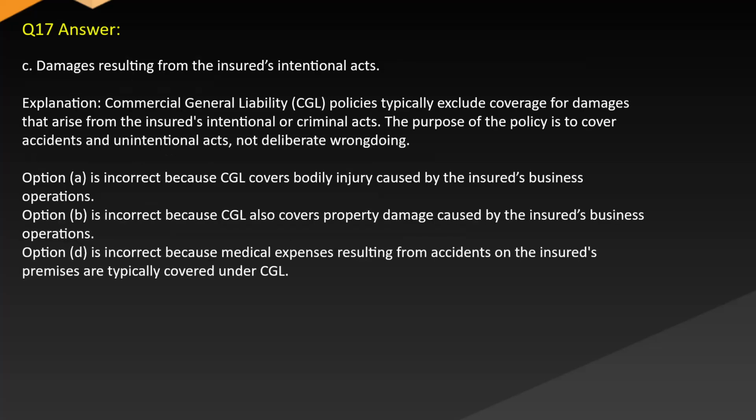Answer: C. Damages resulting from the insured's intentional acts. Explanation: Commercial General Liability (CGL) policies typically exclude coverage for damages that arise from the insured's intentional or criminal acts. The purpose of the policy is to cover accidents and unintentional acts, not deliberate wrongdoing.